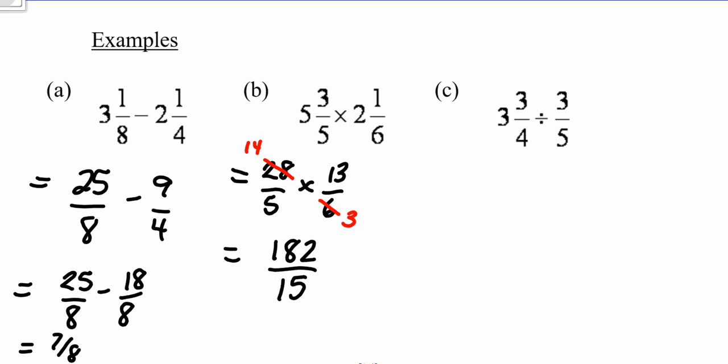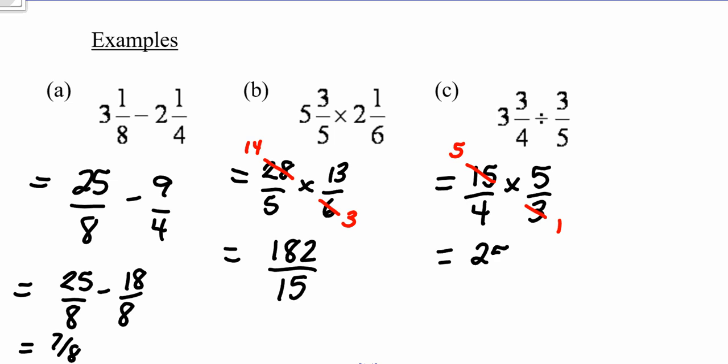And then the final one, again, with division, we want to make sure we changed everything into improper first. So 3 times 4 is 12, plus 3 is 15. And then we're going to multiply by the reciprocal. And then we're going to look to see if we can cancel. And be really careful here. There is a 5 and a 15, but you have to cancel top and bottom. Remember, numerator and denominator. That's how you're going to do your canceling.